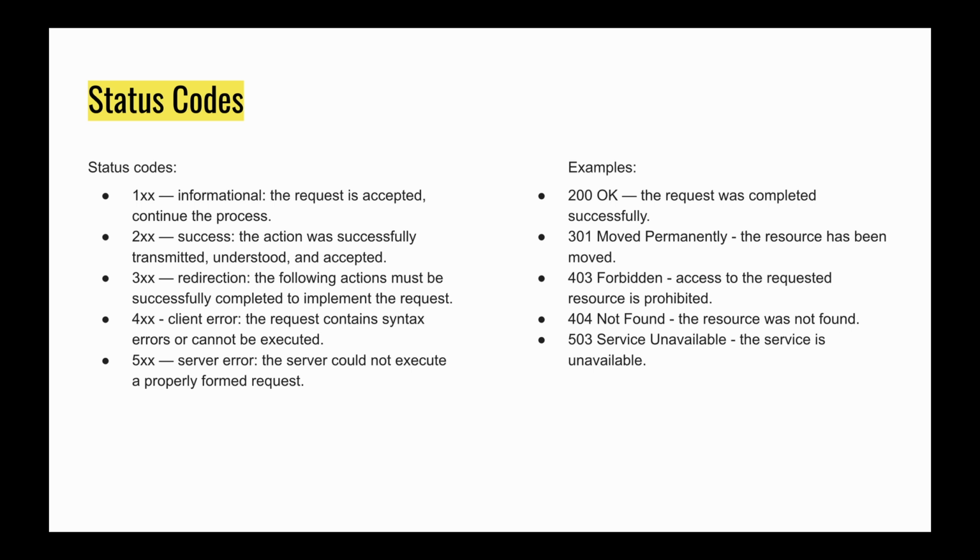So the server returns the status code with some description. Status codes. 1xx, informational: the request is accepted, continue the process. 2xx, success: the action was successfully transmitted, understood, and accepted. 3xx, redirection: the following actions must be successfully completed to implement the request. 4xx, client error: the request contains syntax errors or cannot be executed. 5xx, server error: the server could not execute a properly formed request.